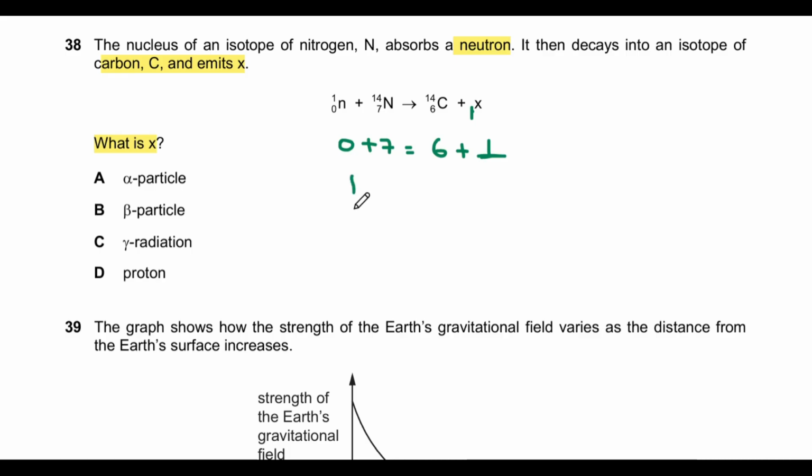Now doing it for the mass number, 1 plus 14 is equal to 14 plus the mass number of X, which is unknown, so a blank. 1 plus 14 is 15. What added to 14 will give you 15? 1. So the mass number is also 1. Now, if we compare, alpha particles are helium nuclei which have mass number 4 and atomic number 2. This is not the option. B is beta particles which are electrons, and gamma rays which are neutral. So D is the correct option.